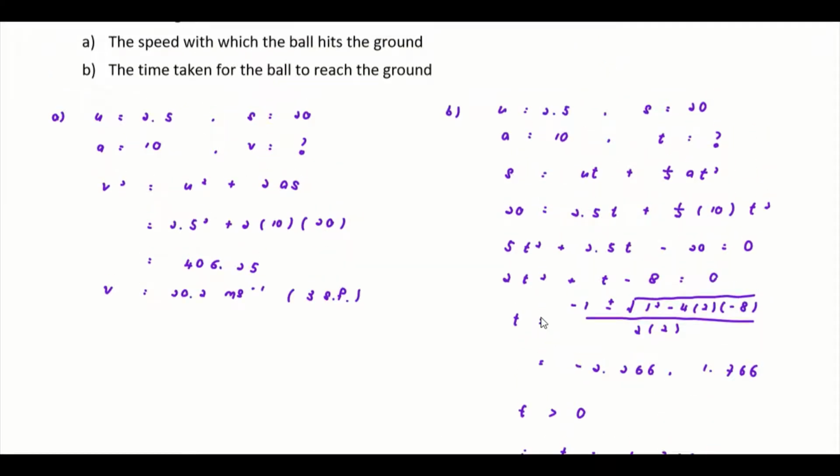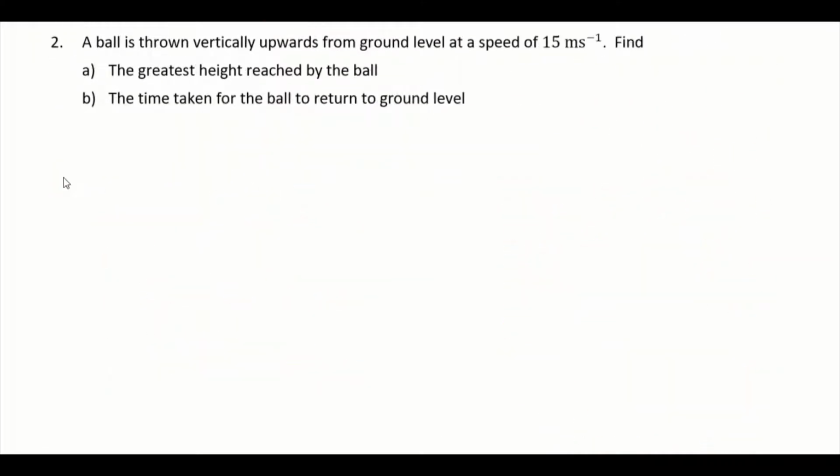So now let's try to look at number 2. Alright, number 2: a ball is thrown vertically upwards from ground level at a speed of 15 meters per second. Find the greatest height reached by this ball and also the time taken for the ball to return to the ground level. Okay, so let's start with A first.